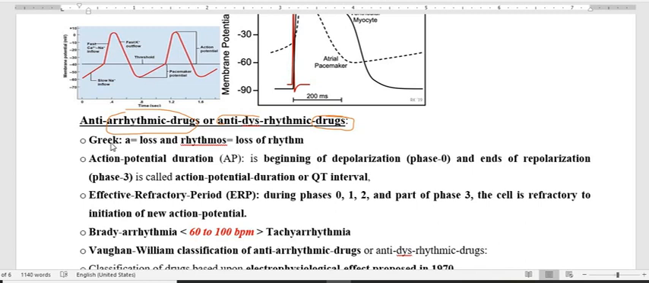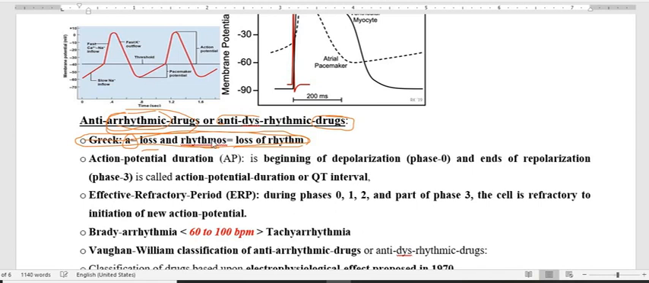Antiarrhythmic drugs we are going to discuss in detail. The word arrhythmia is derived from a Greek word: a means loss and rhythmos means rhythm, so the loss of rhythm. When the heart is not in rhythm, or there is loss of heart rhythm, it is called arrhythmia, and the drug used to keep the heart in rhythm and remove the arrhythmic condition is called an anti-arrhythmic drug.